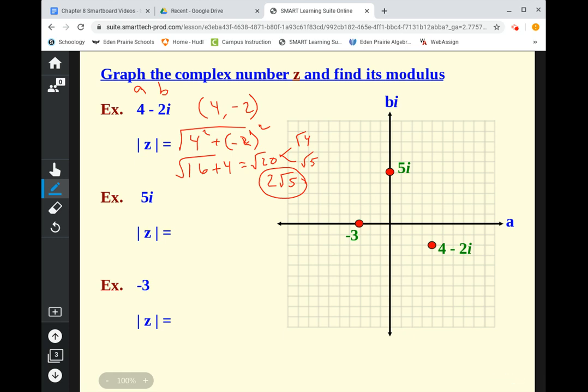5i, you guys can also see that as 0 plus 5i. So the real part is 0 and the imaginary part is 5. How do we graph it? It's nowhere left or right, and then up 5. 1, 2, 3, 4, 5. And that distance, we could use the Pythagorean theorem to find the distance, but we don't need it because there's no horizontal change. The vertical change is just 5, so the modulus is 5.